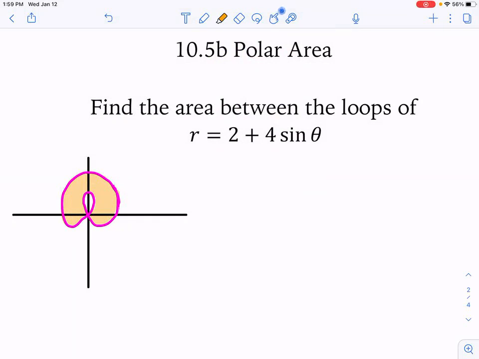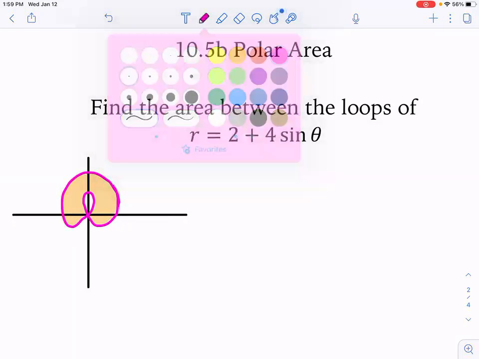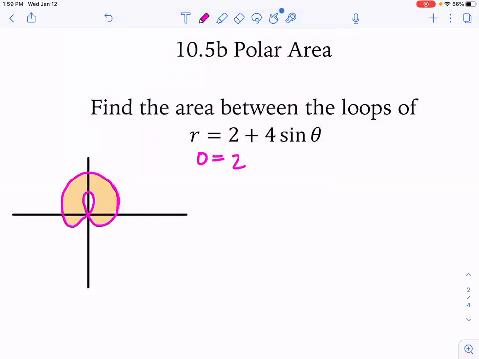So first, we need to figure out where the loop starts and stops. The pole. So let's set r equal to 0. Well, that means the sine of theta is -1/2. Where does that happen?